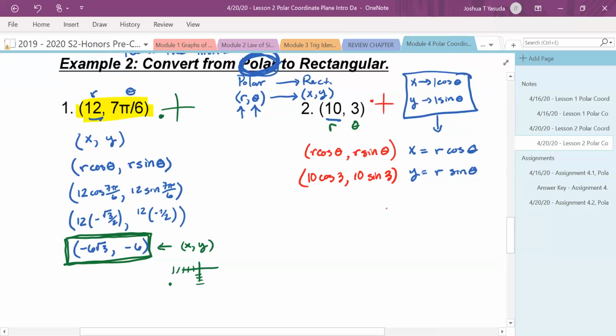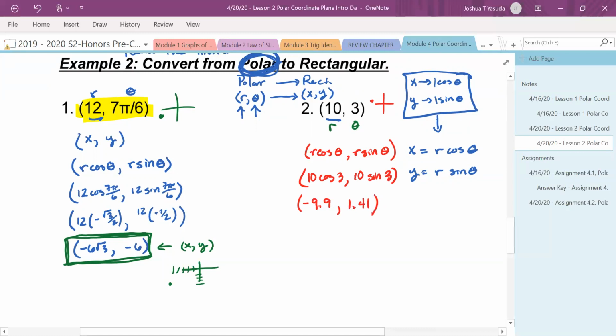I need a calculator. Make sure you're in radians on Desmos. I'm just going to use my phone, if that's all right, and I'll talk it through. 10 times cosine of 3. Make sure you're in radians. So I got negative, and it's like 0.89999, so negative 9.9 is what I'm going to go with. And then the next one is 10 sine of 3. I got 1.41.